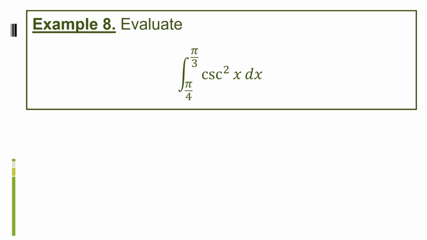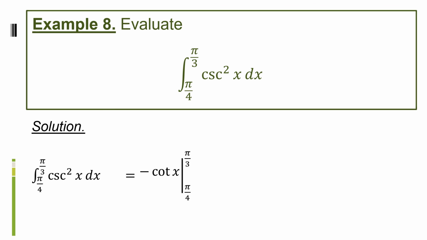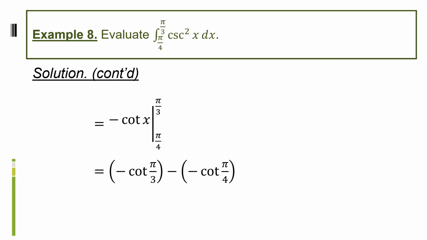Now, let's evaluate the definite integral from pi over 4 to pi over 3 of cosecant squared x dx. For our solution, we know that the antiderivative is negative cotangent x. So we will evaluate that at pi over 4 to pi over 3. So that is capital F of pi over 3 minus capital F of pi over 4. That is negative cotangent of pi over 3 minus the negative cotangent of pi over 4. Note that if you do this on your calculator, it should be in radians, not degrees, or else your answer will be wrong.